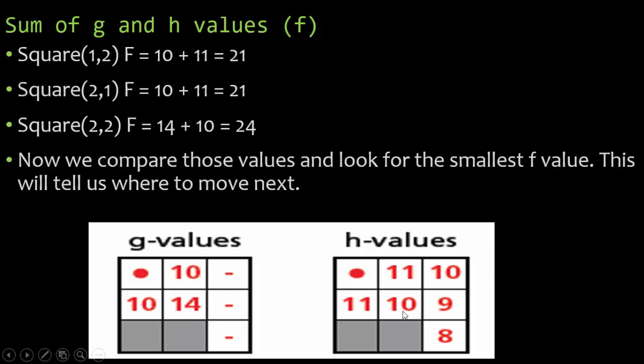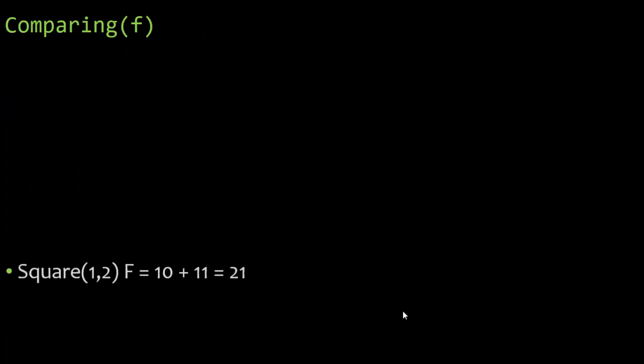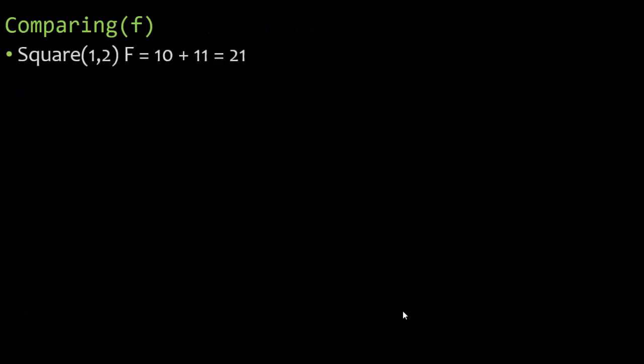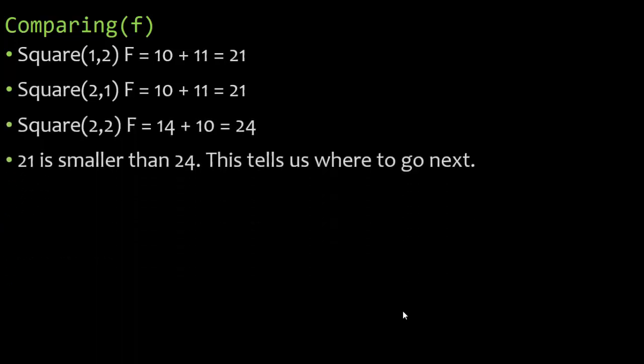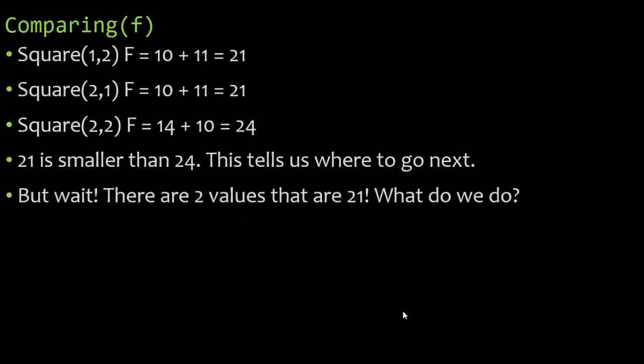So now we compare those values. We look for the smallest F value. This tells us where to move to next. Square 1, 2 gives us a value of 21. 2, 1 gives us a value of 21. And square 2, 2 gives us a value of 24. 21 is smaller than 24, so this tells us where to go next.